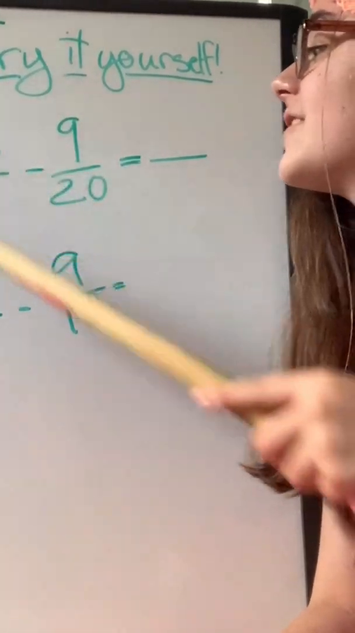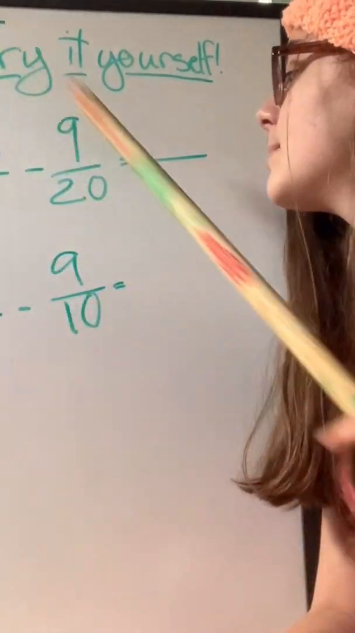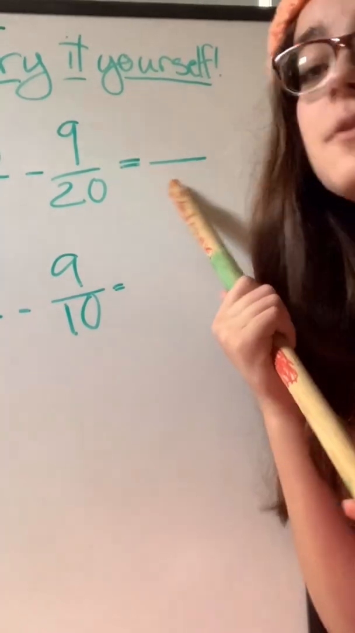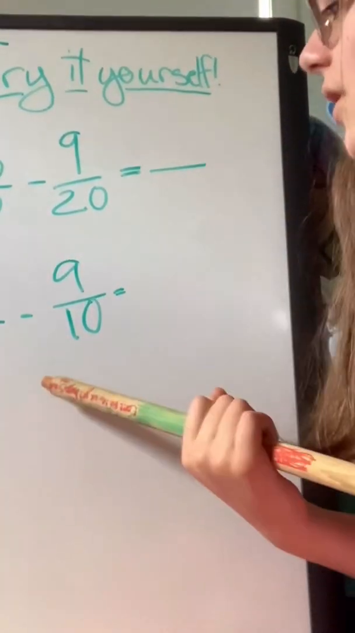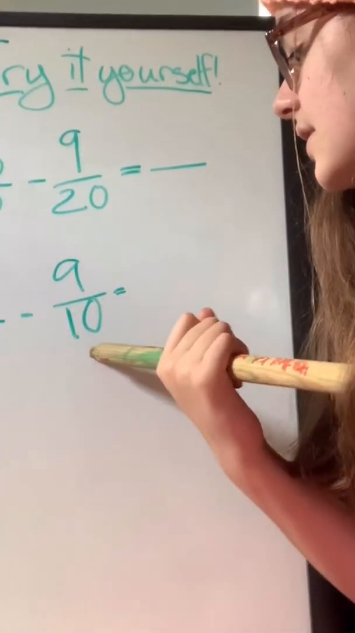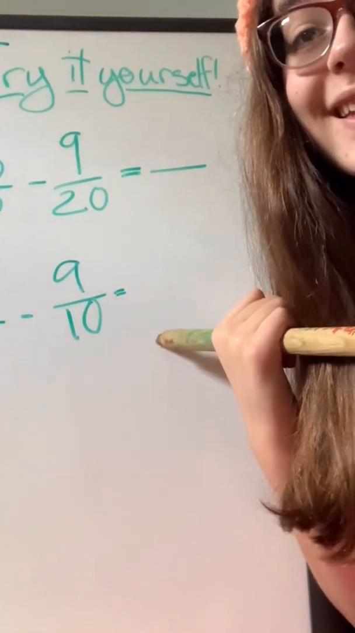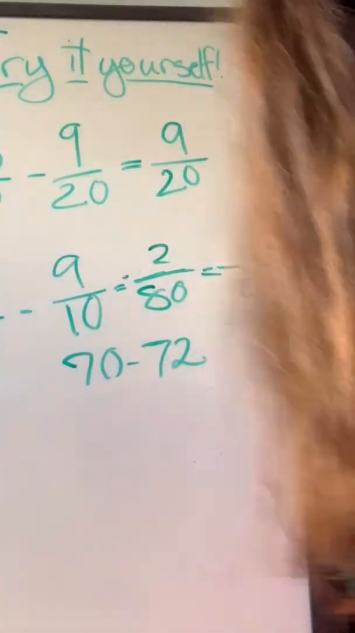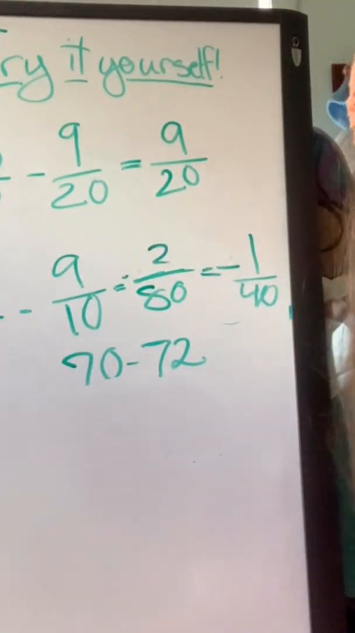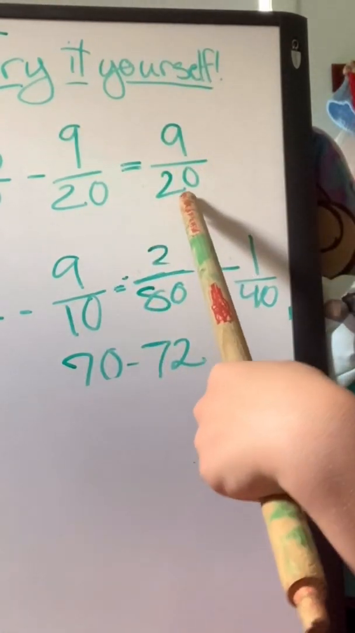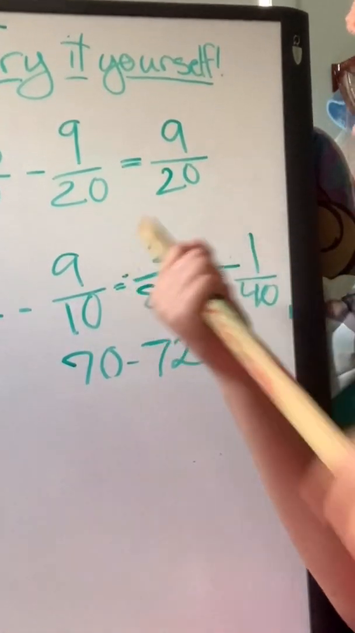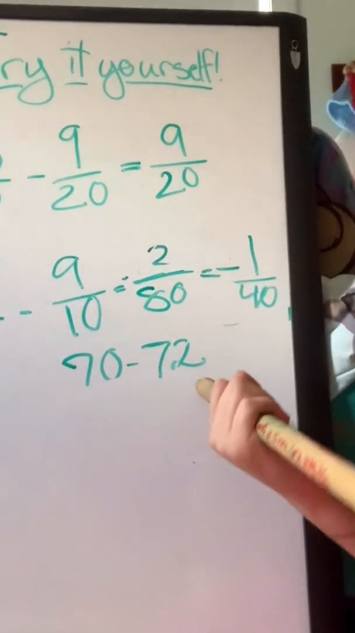Try it yourself. 18 over 20 minus 9 over 20 equals blank. 14 over 16 minus 9 over 10 equals blank. Good. These are the answers for the try it yourself. 9 over 20, and negative 140.